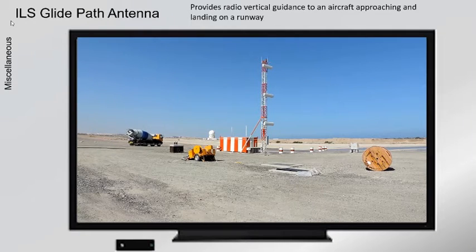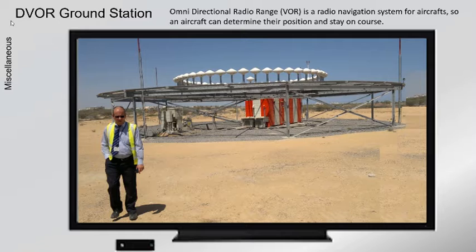Glide path provides radio vertical guidance to an aircraft approaching and landing on a runway. DVOR ground station. Omnidirectional radio range.